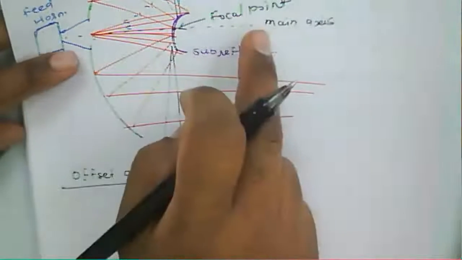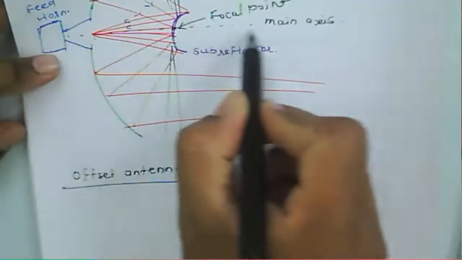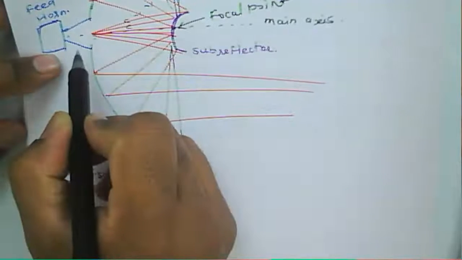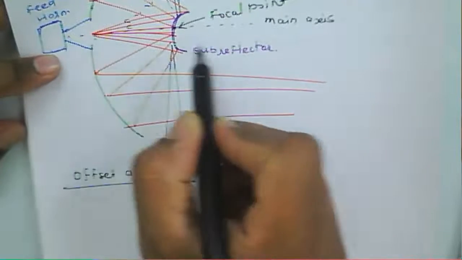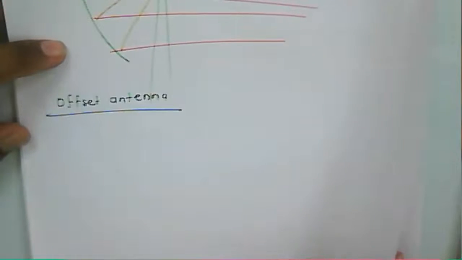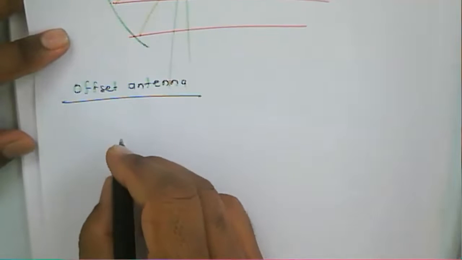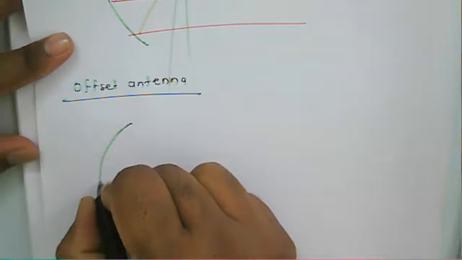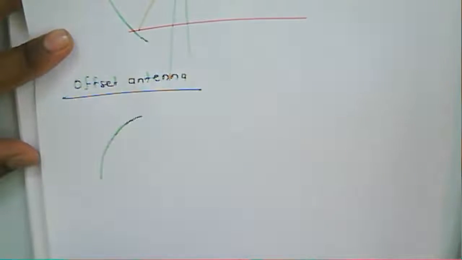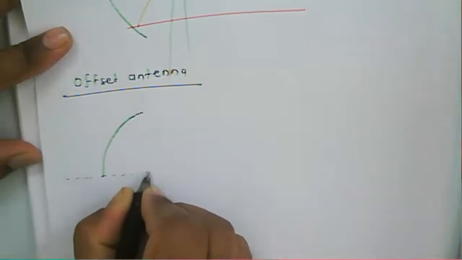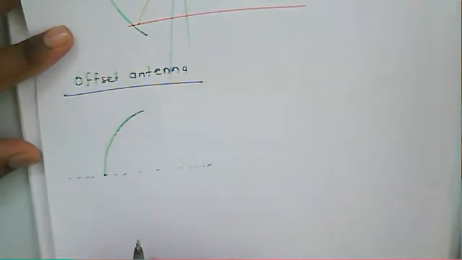Generally we can say that this is about a parabolic reflector, with a main axis. The offset antenna is not placed on the main axis. That is called an offset antenna. An offset antenna is nothing but a simple reflector, and this is the main axis for this reflector.